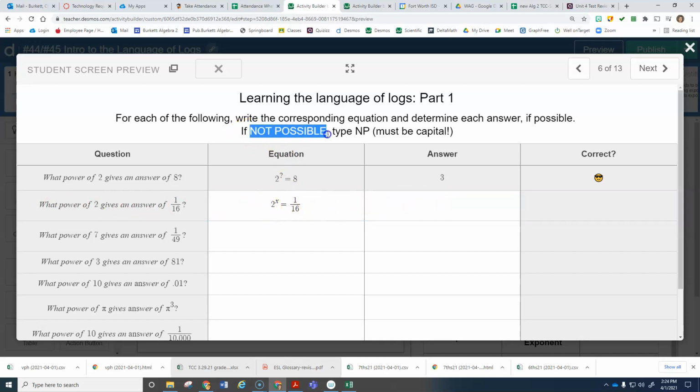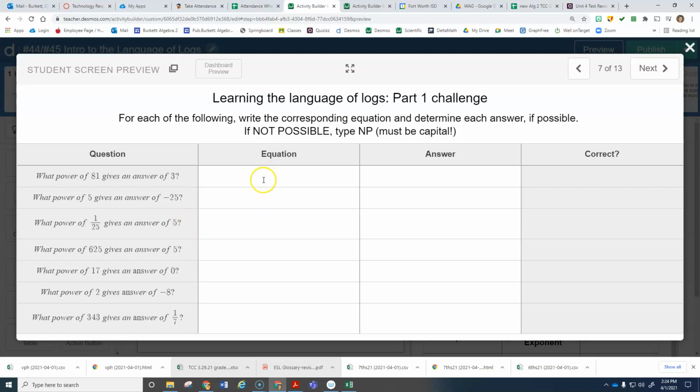Now, right here where she says not possible, that's only an option for this answer column. You should not ever have the words not possible in the equation column, because you can write equations for every one of these, but the equation that you write could possibly not have an answer. And the same thing is going to happen if you get this right. You get a smiley face. If you miss it, you get nothing. So be sure you get a smiley face. Same thing is true over here. Actually, I think this is the slide where you first run into not possible.